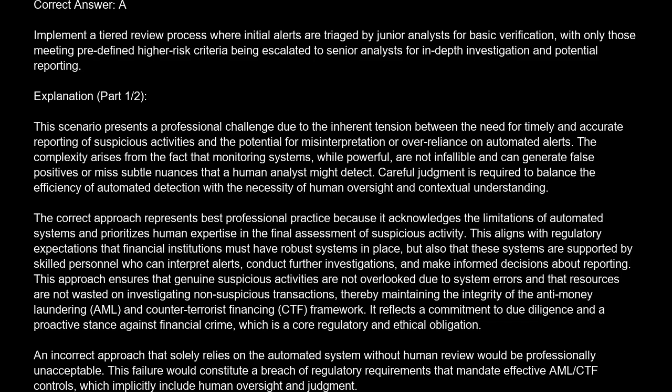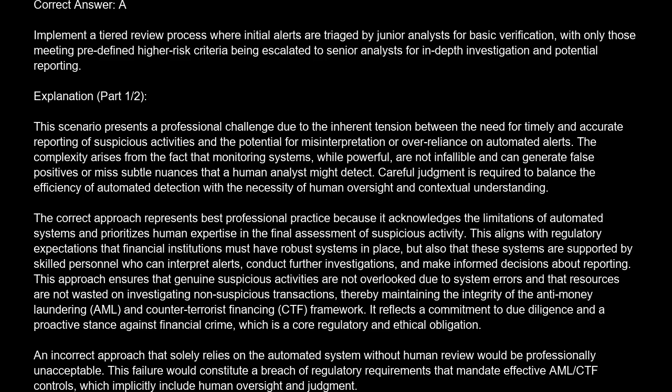Correct answer is A. Implement a tiered review process where initial alerts are triaged by junior analysts for basic verification, with only those meeting predefined high-risk criteria being escalated to senior analysts for in-depth investigation and potential reporting. Explanation. This scenario presents a professional challenge due to the inherent tension between the need for timely and accurate reporting of suspicious activities and the potential for misinterpretation or over-reliance on automated alerts.